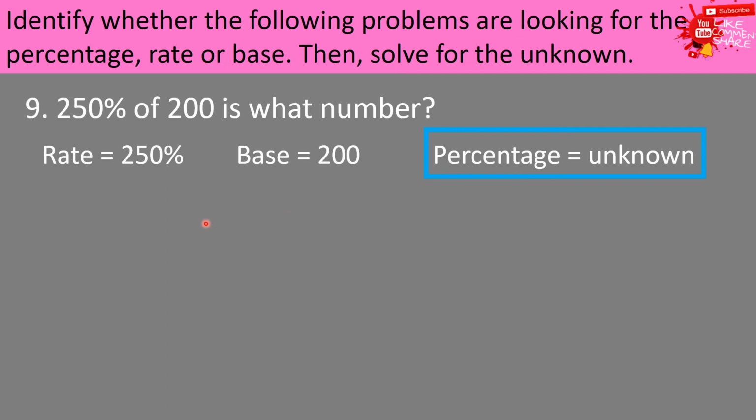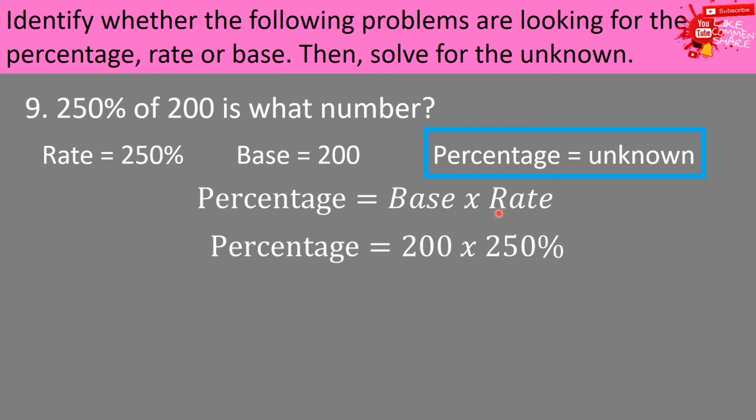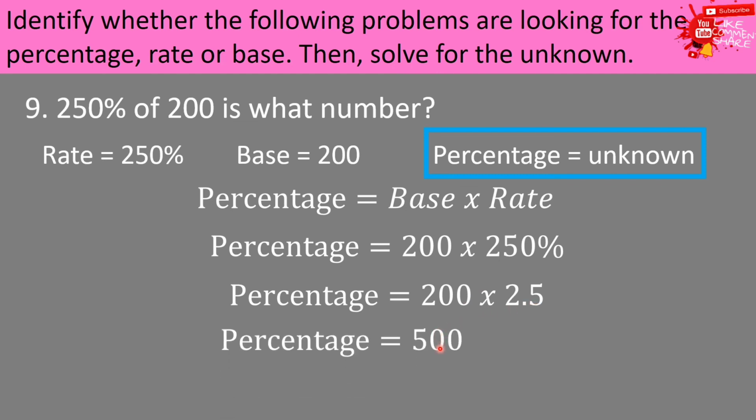And since we are looking for the percentage, ang kailangan natin na formula ay percentage is equal to base times rate. And then substitute lang natin. So ang base natin ay 200 times the rate which is 250%. Pero take note, huwag kakalimutan na pag magmumultiply tayo, yung percent natin, yung rate natin ay kailangan natin i-change into decimal. So ito, kailangan natin mag-move ng dalawa pa kaliwa. Kaya ang magiging sagot natin ay 200 times 2.5. And what is 200 times 2.5? It is equal to 500. So therefore, the value of the percentage in example number 9 is 500.